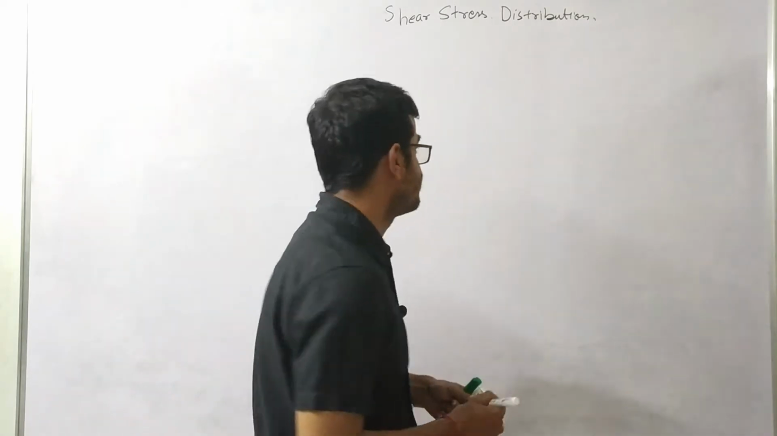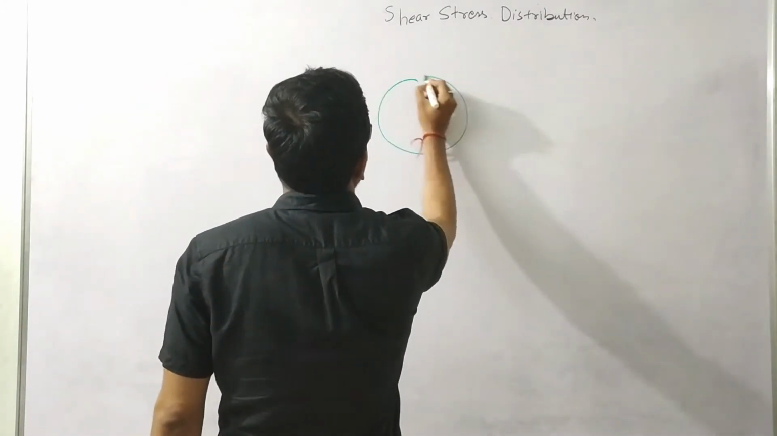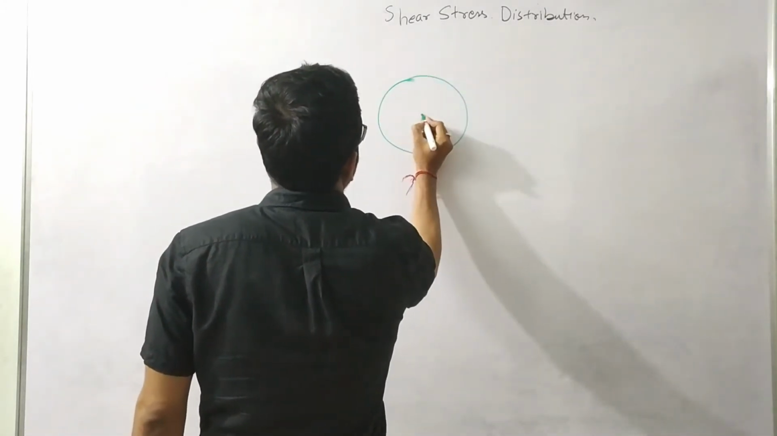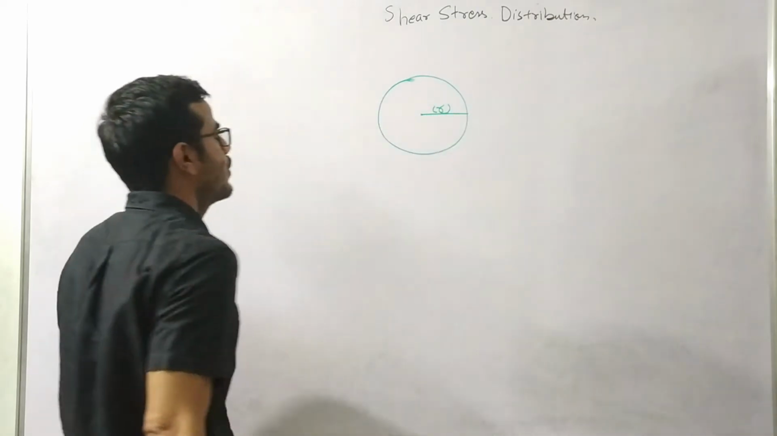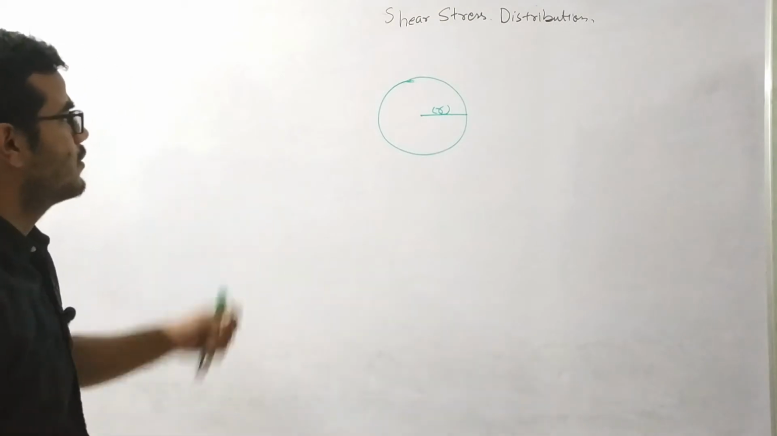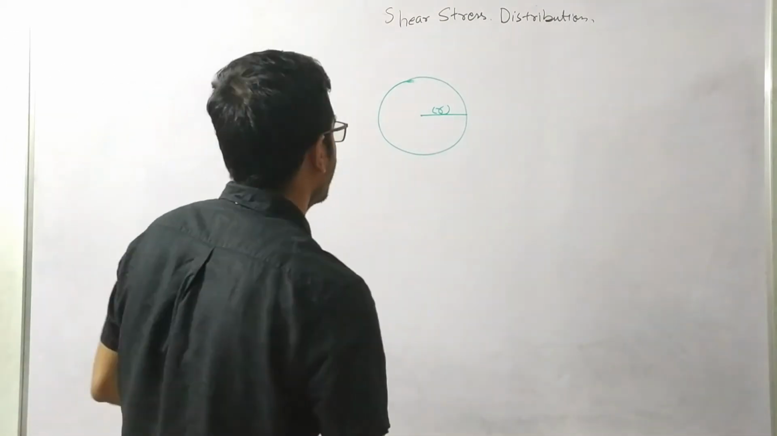So the circular cross section will be like this. The beam has a circular cross section with radius r. For this cross section, I need to calculate what my shear stress distribution will be across this beam.